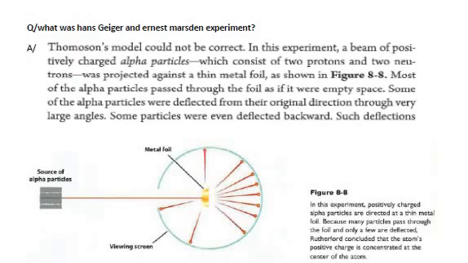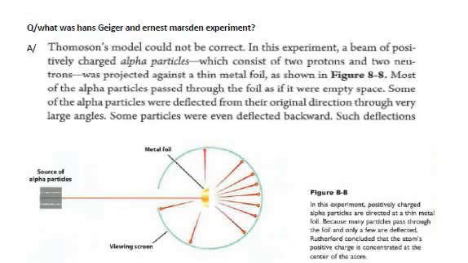In the first video we talked about Thomson's model. We said according to Thomson, the atom is a positive sphere with negative electrons distributed like watermelon seeds inside the watermelon. Now we also talked about a question which said who proved that Thomson was wrong.